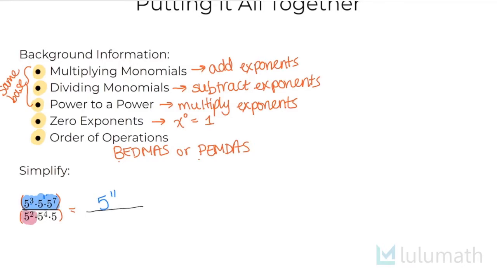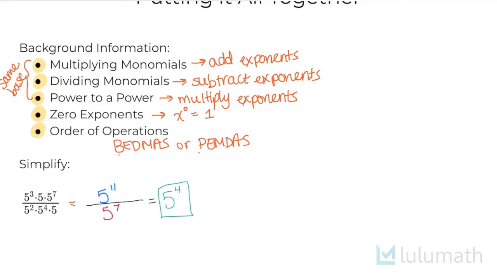Now in my denominator, I have 5 to the power of 2 times 5 to the power of 4 multiplied by 5 to the power of an invisible 1. We will add our exponents, so 2 plus 4 plus 1 is 7, so I get 5 to the power of 7. Now, when I divide, I need to subtract my exponents if my bases are the same, which they are. So here I will do 11 minus 7, and 11 minus 7 is 4. So my answer is 5 to the power of 4.